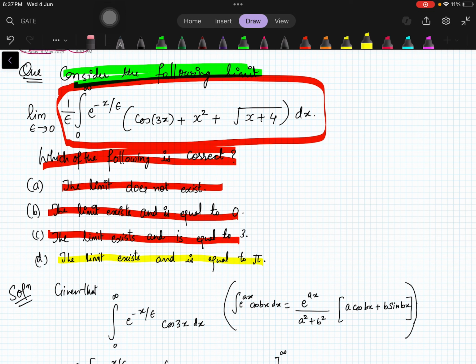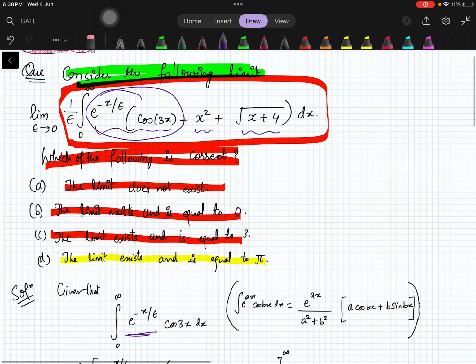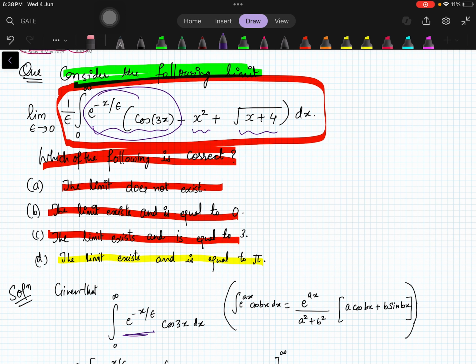If we look at the integral, it is a combination of three parts in the integrand, so we will be doing each part separately. The first part is e raised to power minus x divided by epsilon into cos 3x dx. We have to integrate this, so we are going to use the formula.